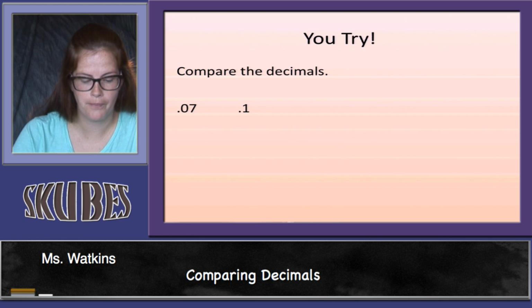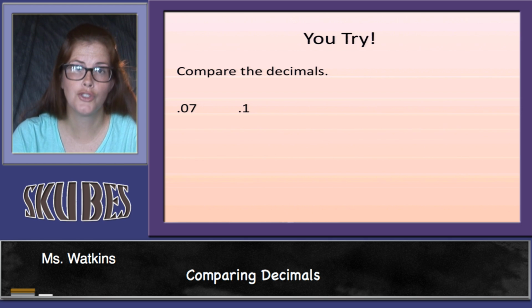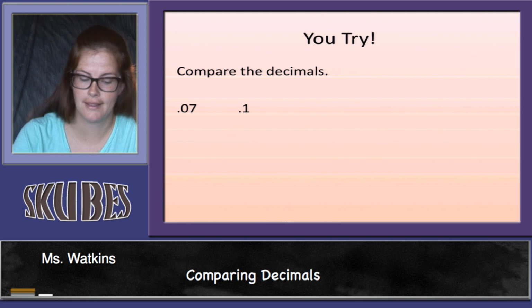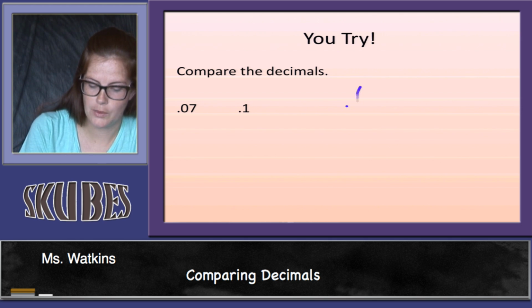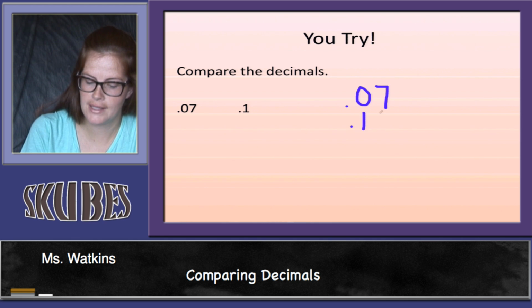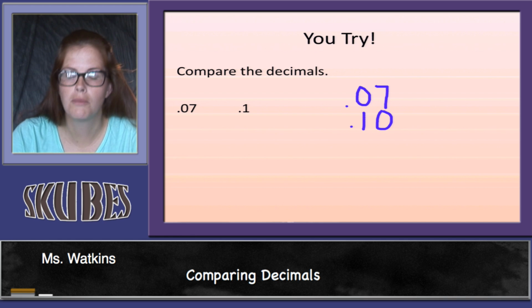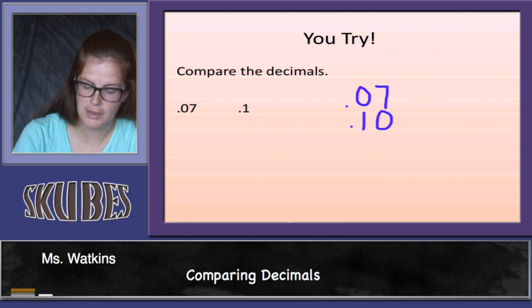All right, you try a couple. We have 7 hundredths and 1 tenth. All right, so we're going to line up our decimals. Remember I said just fill in with zeros. It just helps when you're looking at each place.